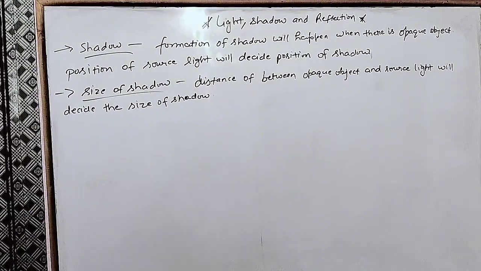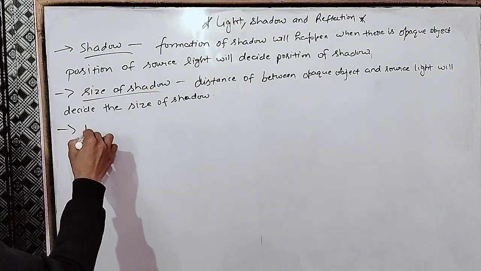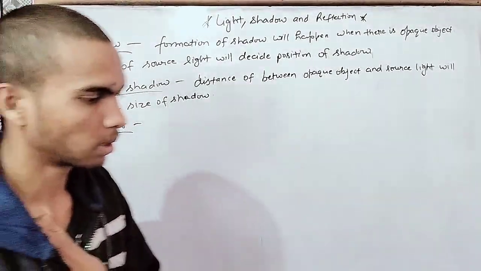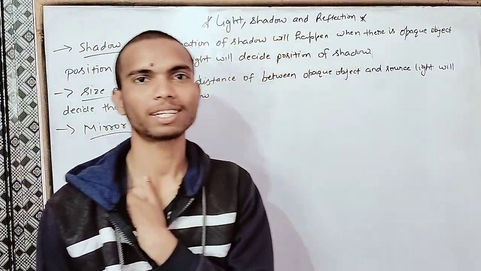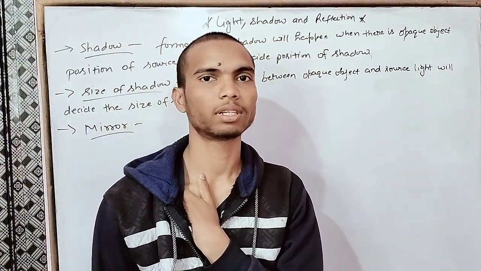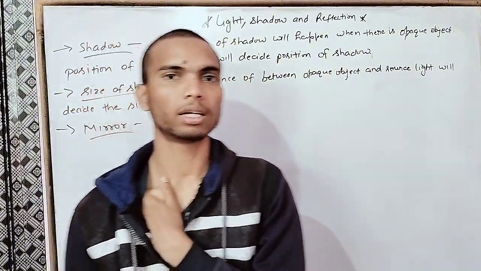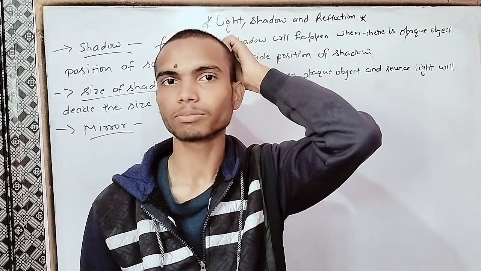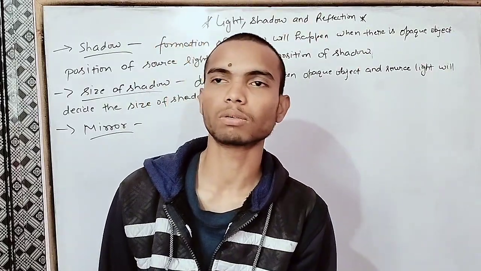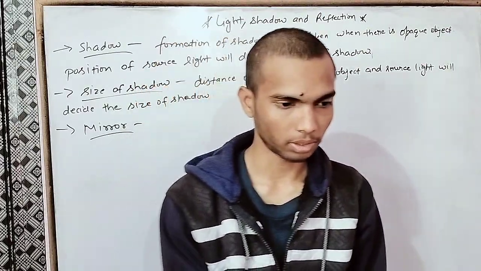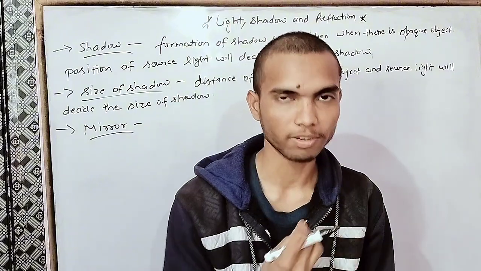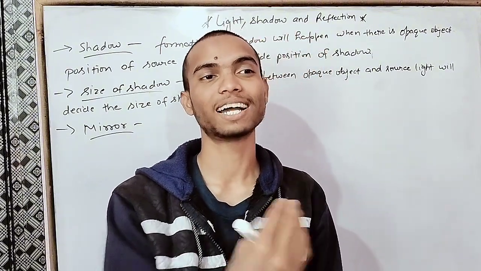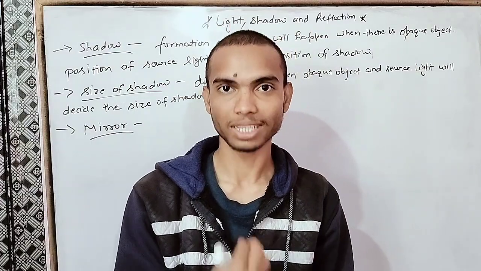Shall we move on to the next discussion? Mirror. This is an example from everyday life. In everyday life, when we comb our hair, we go near a mirror. We are in front of the mirror. We see ourselves inside the mirror, and we know that inside the mirror we are.